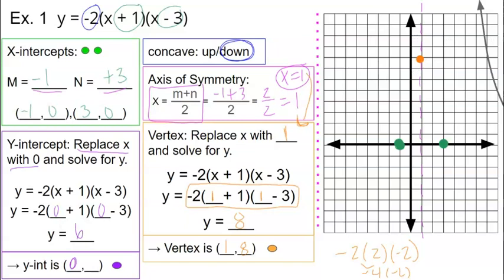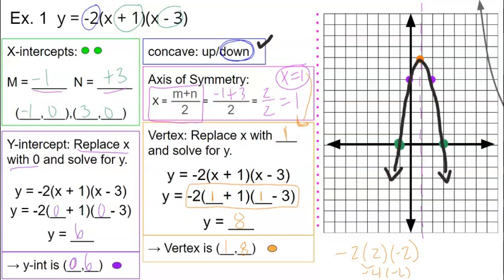So y is 6, which means our y-intercept will be on that y-axis at the value of 6. And then symmetry would dictate that we have a point at that same vertical level on the other side of our axis of symmetry, so 1 line away. And then we can connect the dots, make that parabola shape, and we can see that it does open down like we said it would.